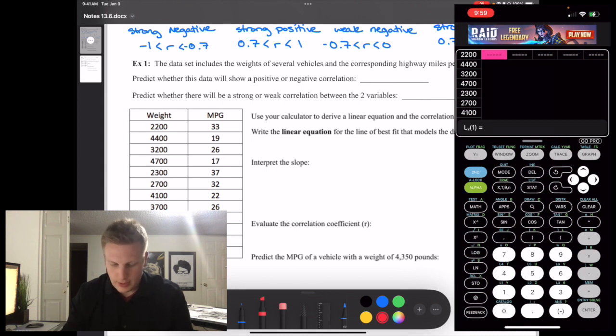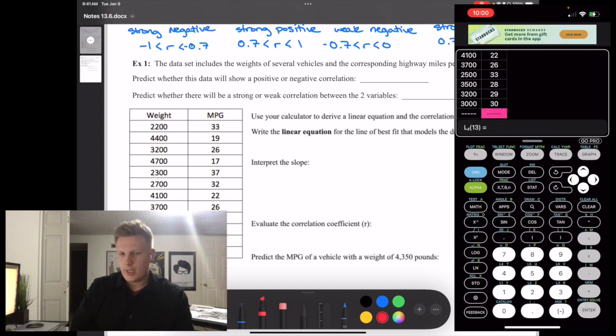So up here at the top, I got 2200, and its miles per gallon is 33. So I got 33, and I'm going to do the same thing. I'm just entering in all of those values: 17, 37, 32, 22, 26, 33, 28, 29, and 30. And so hopefully all of those line up. It looks like we do. We have those nice little lines underneath there.